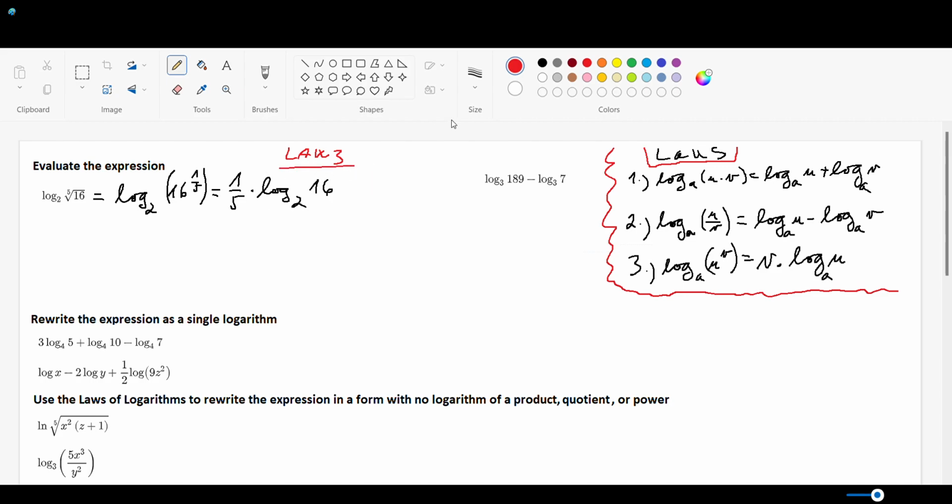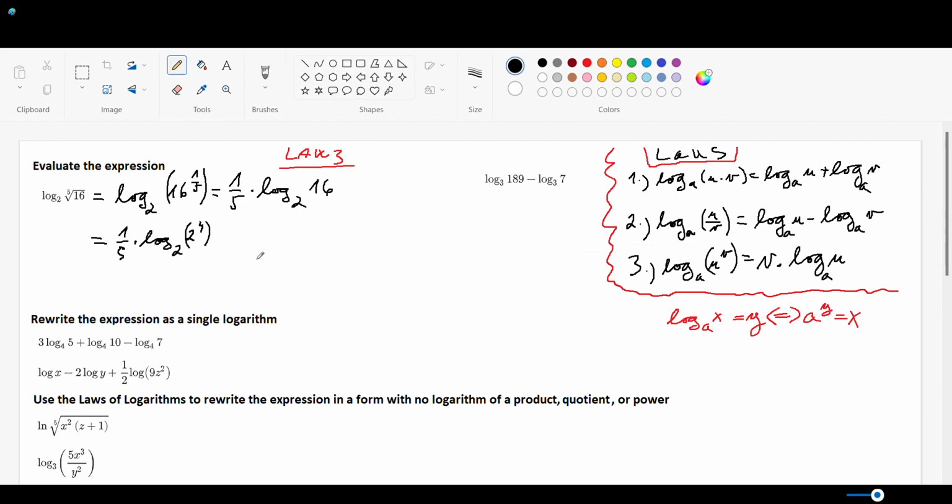Okay. Now, if we have a look at this expression, we can simplify the number 16 as 2 to the power of 4. So our expression is going to be 1 over 5 times log base 2 of 2 to the power of 4 in parentheses. Now, as we already know, and I'm missing one property of logarithms, which says that logarithm base a of x is equal to y if and only if a to the power of y is equal to x.